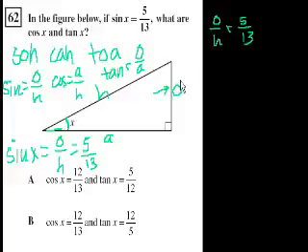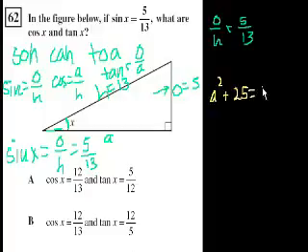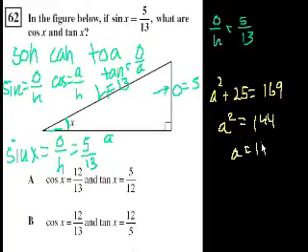So let's just assume that the opposite is equal to 5, and the hypotenuse is equal to 13. If the opposite is 5 and the hypotenuse is 13, what would the adjacent be equal to? Well, we could use the Pythagorean theorem. So a squared plus the opposite squared, so plus 5 squared, plus 25, is equal to 13 squared. 13 squared is 169. If you subtract 25 from both sides of this equation, you get a squared is equal to 144. So a is equal to 12.